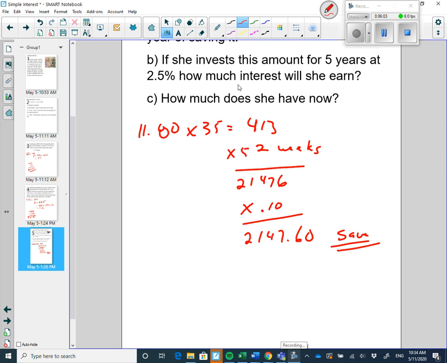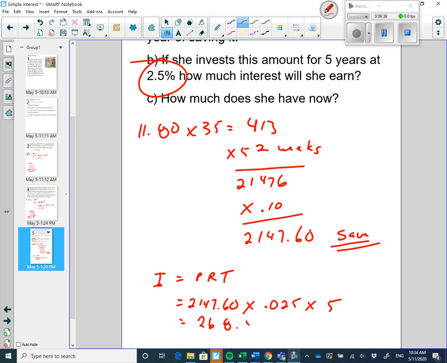If she invests this amount for 5 years at 2.5%, how much interest will she earn? So we're going to take I equals PRT. Principal is 2,147.60. The rate is 0.025. Convert that to a decimal. And we're investing it for 5 years. So take that amount in your calculator, multiply by 0.025 times 5. She's going to earn $268.45 in interest. That's part B.